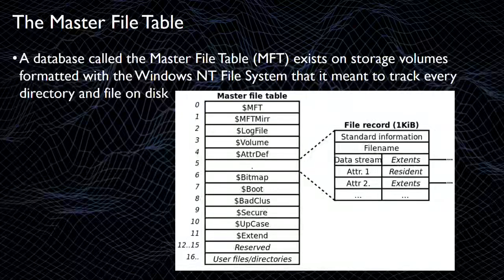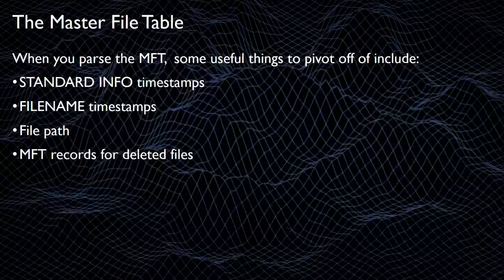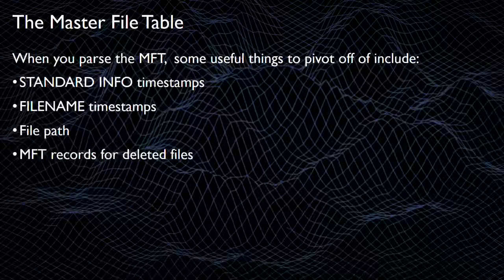It has all these attributes, but I don't want to get into the weeds of the structure of the master file table. I want to tell you what you would care about if you're dealing with a breach related to the master file table. Well, there are some timestamps in there, 8 of them total: 4 are the standard information attribute timestamps, and 4 are the file name timestamps. And then of course there's a file path, and there are records for deleted files that haven't been overwritten.